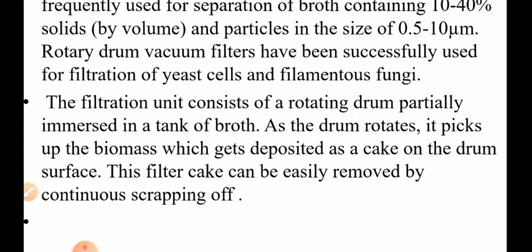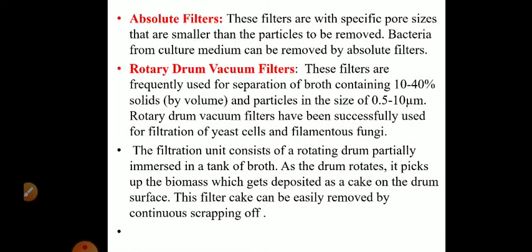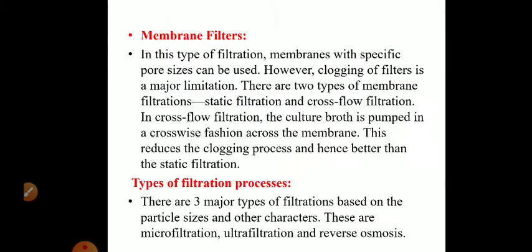The cake, or the deposited cells, can be easily removed by scraping with knives. There are knives which will scrape the layer of cake which is formed on the rotating drum, which is then dried and can be used. So the cells get deposited in the form of a cake on the surface of the drum, and are removed by scraping off with a knife.